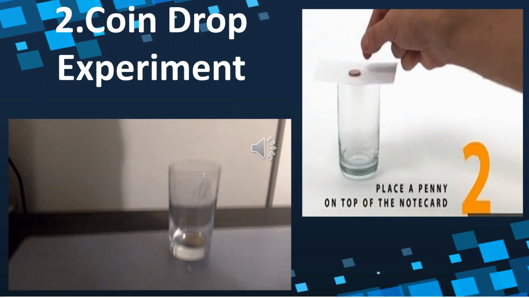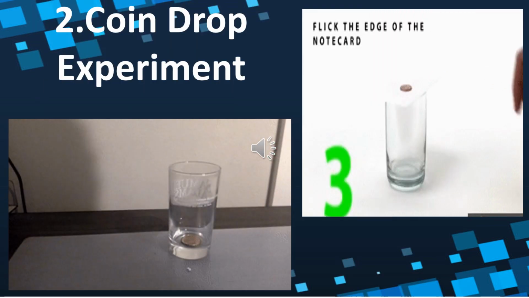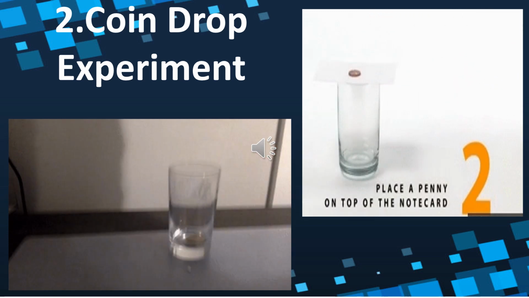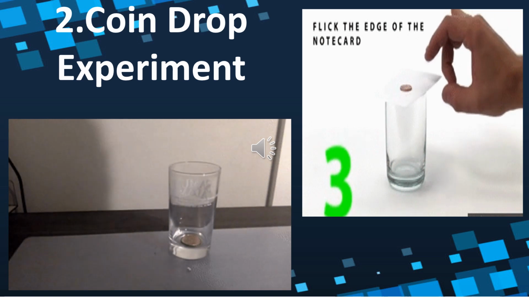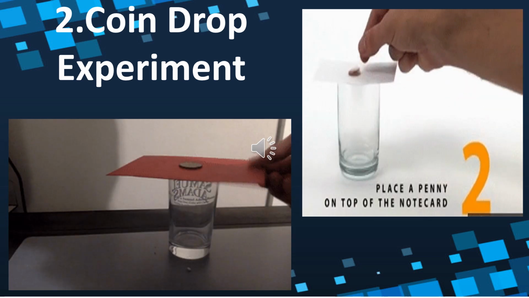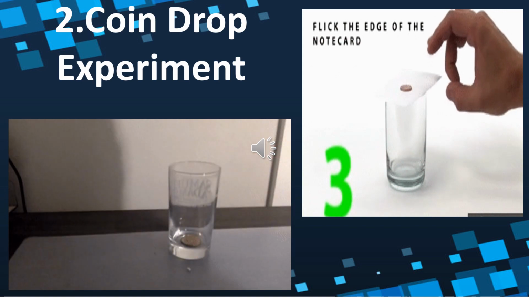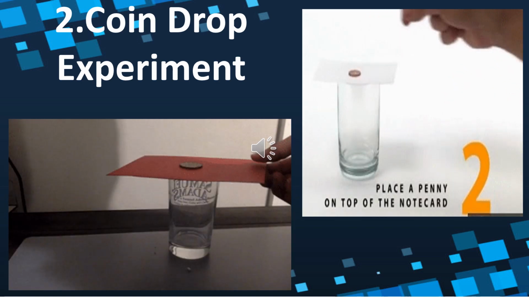2. The coin drop experiment. The coin has inertia, meaning it really wants to stay in one place. If you move the card slowly, it isn't fast enough to overcome that force. If you flick it quickly, the coin stays in one place and then drops into the cup. An object at rest will remain at rest.